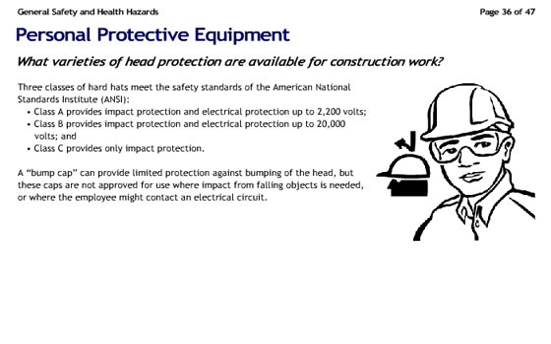3 classes of hard hats meet the safety standards of the American National Standards Institute, or ANSI. Class A provides impact protection and electrical protection up to 2200 volts. Class B provides impact protection and electrical protection up to 20,000 volts. And Class C provides only impact protection. A bump cap can provide limited protection against bumping of the head, but these caps are not approved for use where impact from falling objects is needed, or where the employee might contact an electrical circuit.